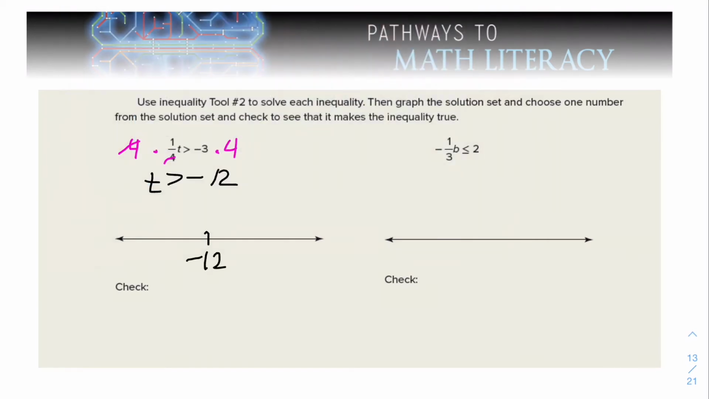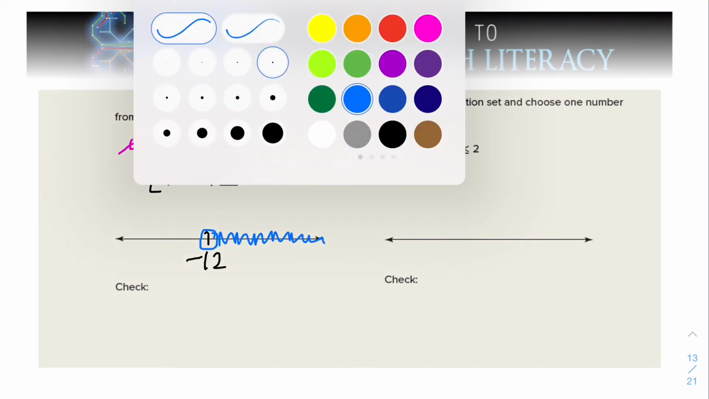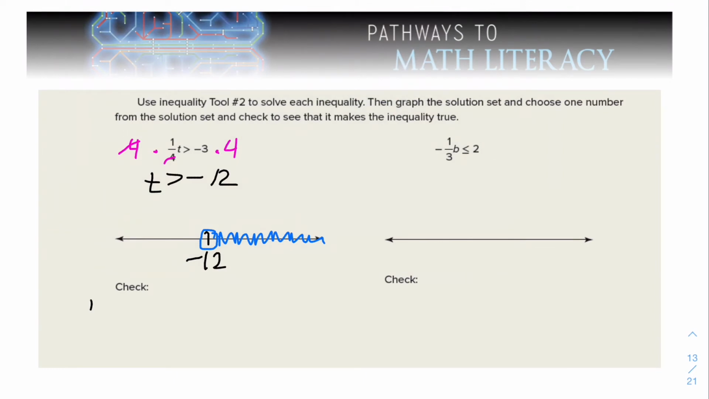We cannot actually equal it, but we can pick any value greater than it. So to check, let's pick t equals 0. That falls in it. 1/4 times 0 needs to be greater than -3, and 0 is definitely greater than -3. So we've solved this correctly.